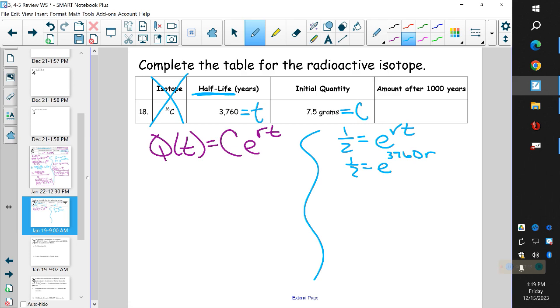Natural log of both sides. So the natural log of 1/2 is equal to 3,760r. Divide. So I have the natural log of 1/2 divided by 3760 is equal to my rate. Now remember, when you're dealing with the isotopes, your rates are ridiculously small. And if you only round to the second decimal, you are not going to get a change. It's going to be 0%. You with me? So you have to copy the entire rate so that you can see a significant change.